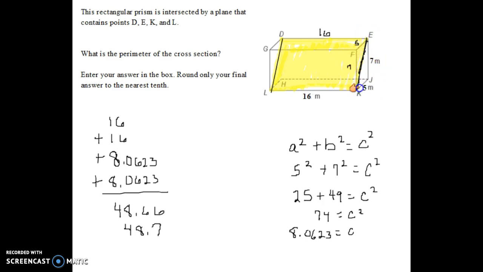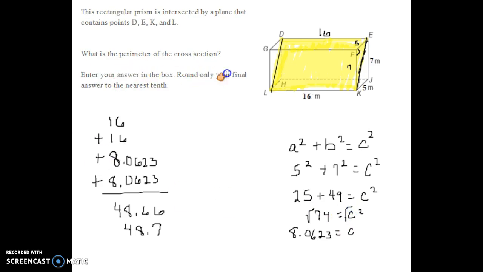This diagonal here is the hypotenuse of this right triangle. This is a leg, this is a leg, and this is our hypotenuse, because we have a right angle right here. So we can use the Pythagorean theorem to find the length here. a squared plus b squared is c squared. 5 squared plus 7 squared gives us c squared. 25 plus 49 is 74. Then remember, to get c, you have to take the square root of both sides.